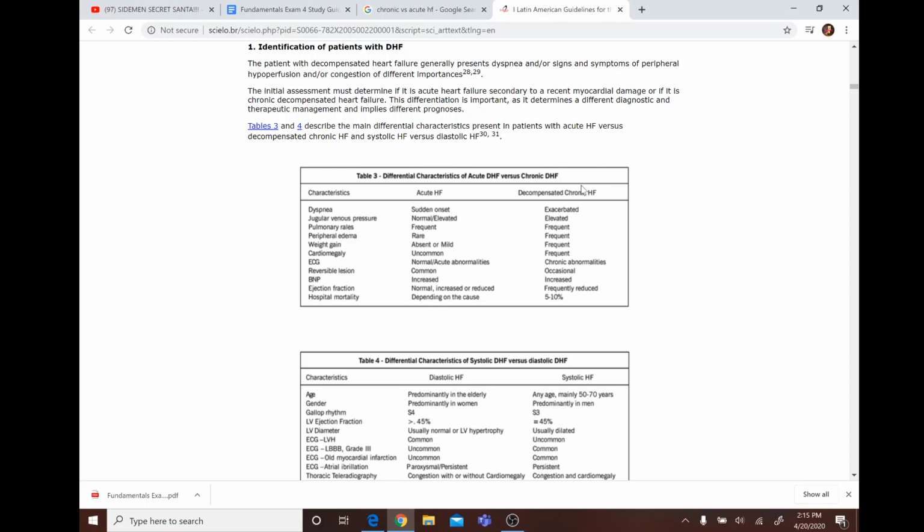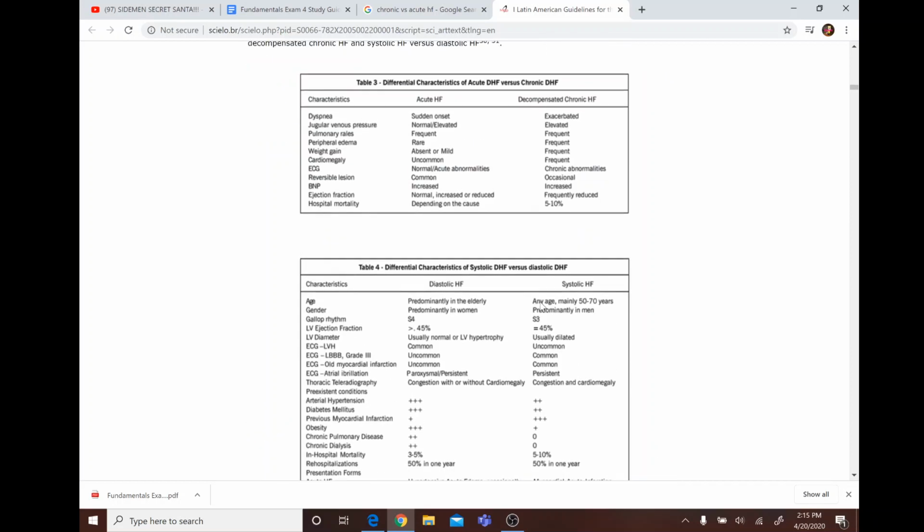With chronic heart failure, you'll have exacerbated dyspnea. You'll have an elevated jugular venous pressure. You'll have frequent pulmonary rales and frequent peripheral edema. You'll definitely have frequent weight gain. You'll have frequent cardiomegaly and chronic abnormalities on the ECG. You'll have occasional lesions and increased BNP. You'll have frequently reduced ejection fraction. You might die, 5 to 10%.